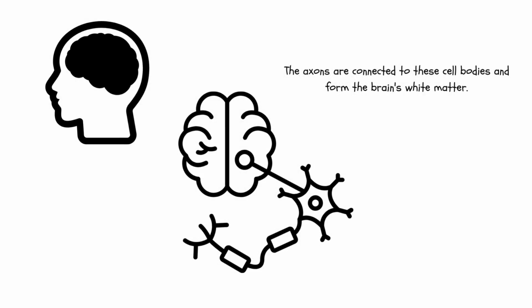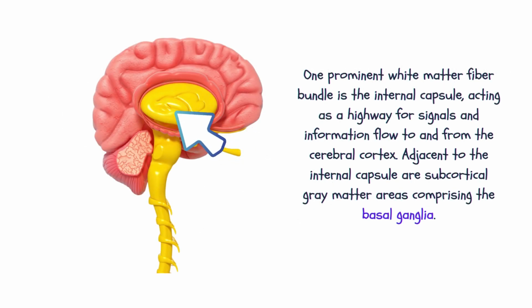The white matter of the brain, which is the innermost area, is formed by the axons connected to the cell bodies. One important white matter fiber bundle is the internal capsule, which acts as a pathway for signals and facilitates the flow of information to and from the cerebral cortex. Adjacent to the internal capsule are areas of subcortical grey matter that constitute the basal ganglia.